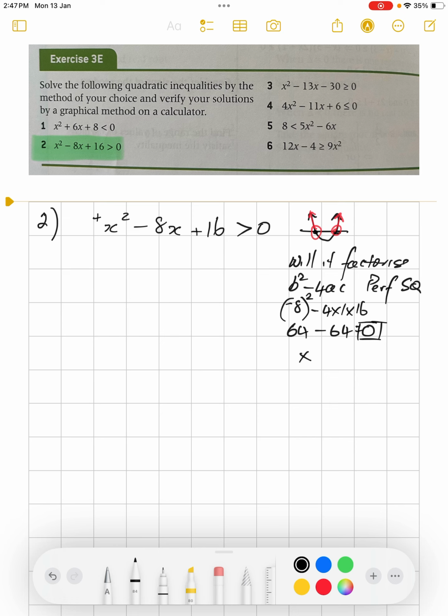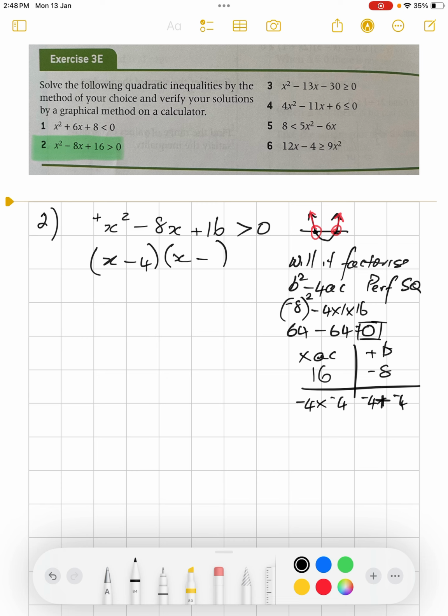So we want two numbers that multiply to be ac and add to give b. So two numbers that multiply to give 1 times 16 and add to give negative 8. Well, those two numbers are negative 4 times negative 4 is equal to 16, and negative 4 plus negative 4 equals negative 8. So we're dealing with x minus 4, x minus 4.